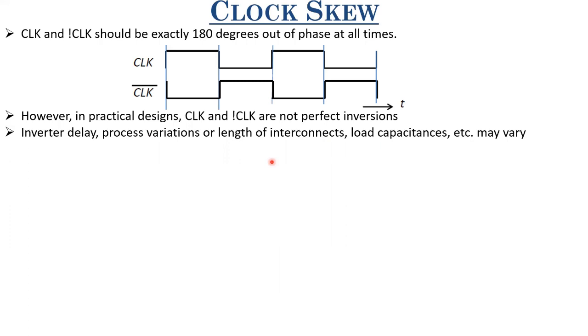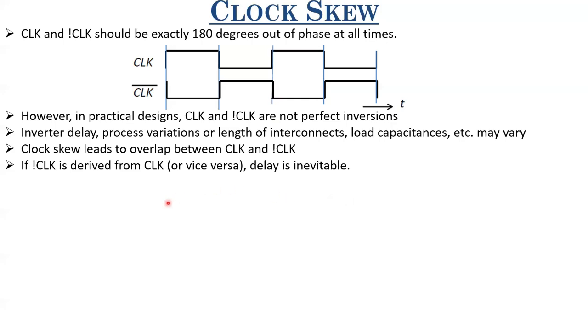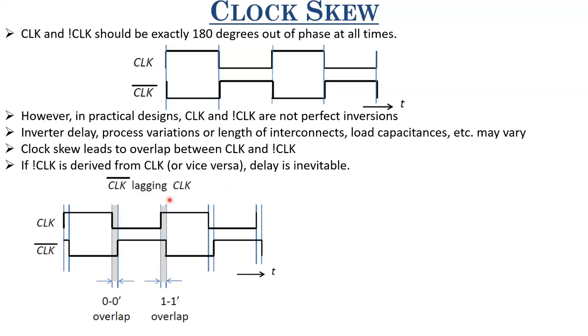So even that leads to non-overlap, or clock and clock bar not being exactly 180 degrees out of phase. Also the load capacitances can be different at clock and clock bar nodes, which may also lead to a shift in phase away from 180 degrees. What does it lead to? It leads to overlap between clock and clock bar, and that is what is known as clock skew. Obviously, if clock bar is derived from clock or vice versa, delay is inevitable, we cannot avoid it. So let's see two possible cases. If clock bar is lagging behind clock, that is, if clock bar is delayed with respect to clock, if it is taken by an inverter or something, then you see this kind of situation. So this is clock, and clock bar is delayed by some amount.